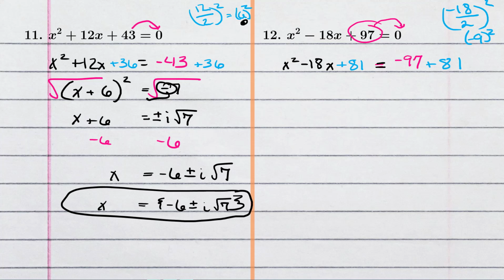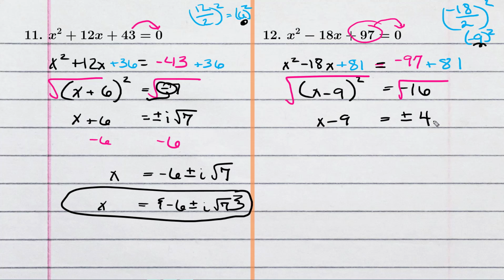And so that gives me a negative 16 on the right. And when I factor the left, I have x minus 9 squared. Take the square root of both sides. And I have x minus 9 is equal to plus or minus, the square root of 16 is 4, and we have an i because it's negative, so plus or minus 4i.